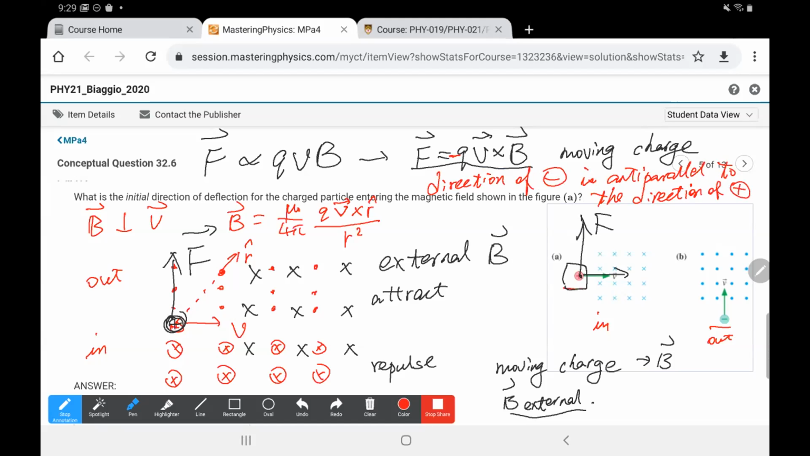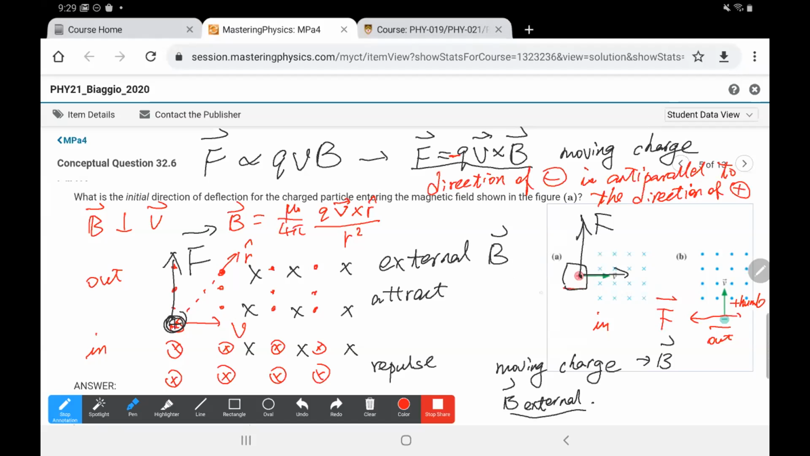Okay, so we still use the same rule. So the velocity goes up and the magnetic field goes out. So I curl my forefinger from velocity to the magnetic field. My thumb goes right, but I have to flip my direction. So this is the direction of my thumb. So this is the direction of the force. Okay, so this is how we determine the direction of the magnetic force on a moving charge.